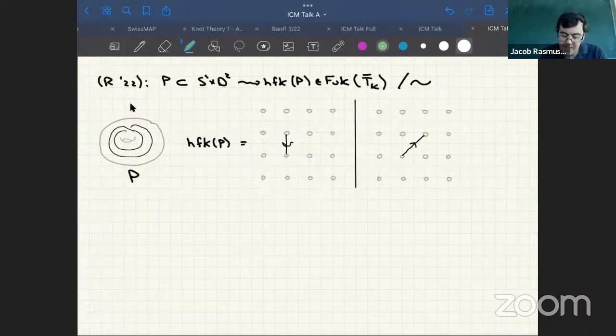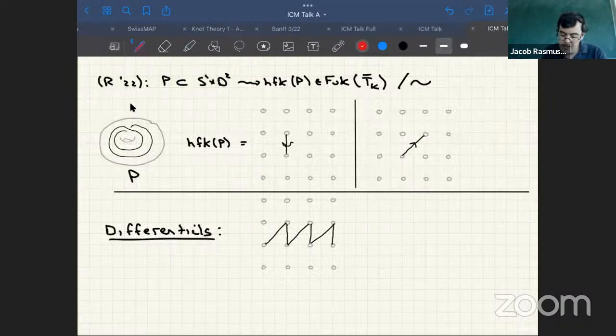And so the last thing that I'd like to say is that we can use this situation as well to define an invariant of knots inside of S1 times D2. Let me call this little HFK hat of P. It turns out that that basically lives in the Fukaya category of some covering space again. But now it turns out to be a non-compact object of the Fukaya category. So here, for example, we have 2 spin C structures.